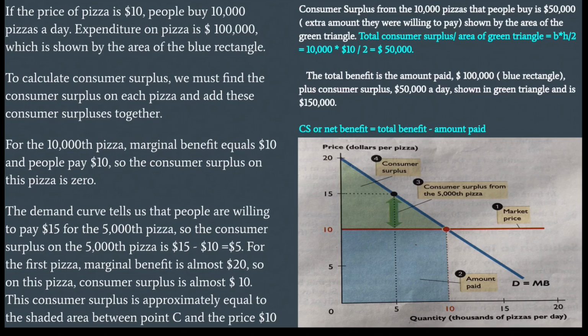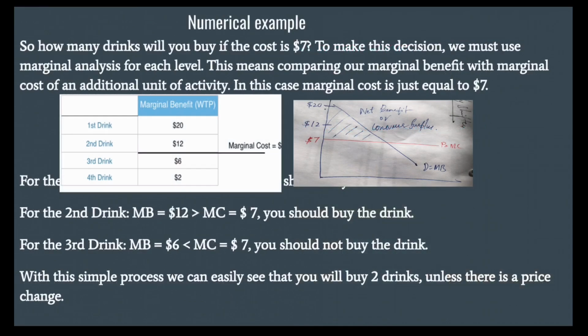So the consumer surplus, or net benefit, equals total benefit minus amount paid. So here the total benefit is $150,000 minus the actual amount paid, $100,000. So the extra is the consumer surplus, which the consumers were ready to pay, these $50,000.